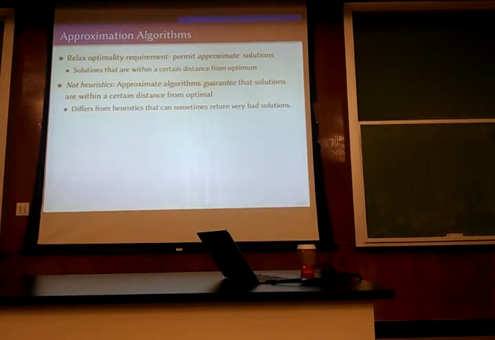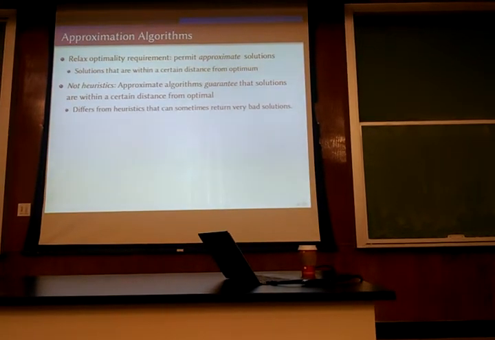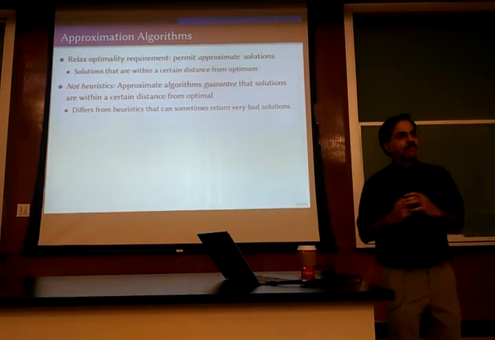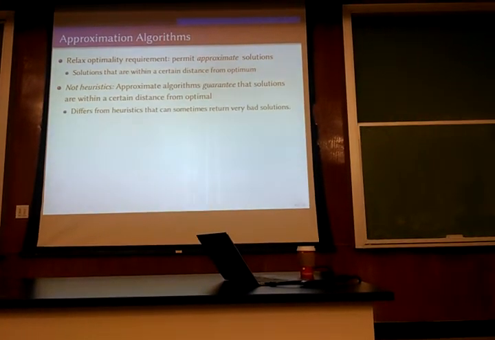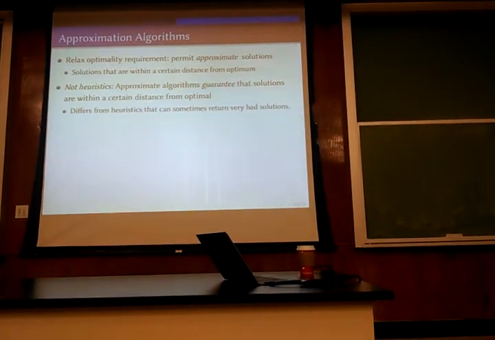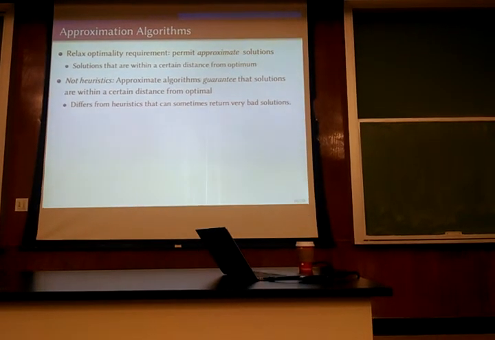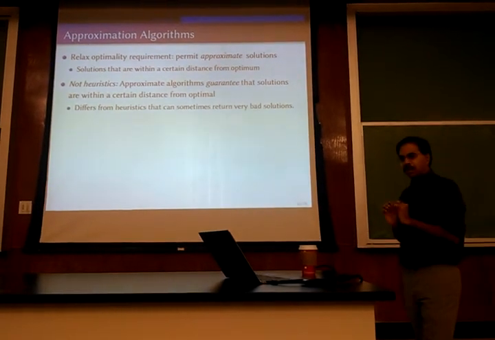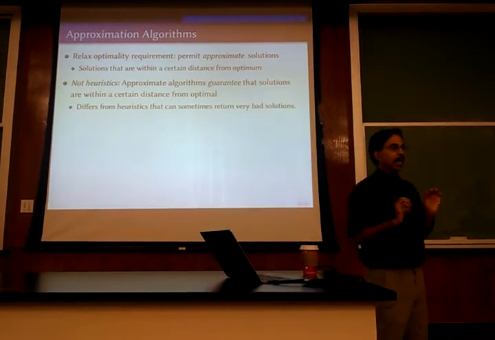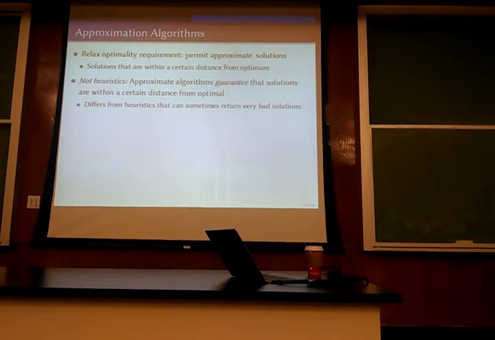Okay, so at the end, for instance, if you do a traveling salesman problem and you are told that you have a factor of 2 approximate solution, what that means is that the solution that you compute is guaranteed to be within a factor of 2 cost from the optimal. Okay, so the key point, remember, about approximation algorithms is that you do have guarantees on how far you are from the optimal solution.